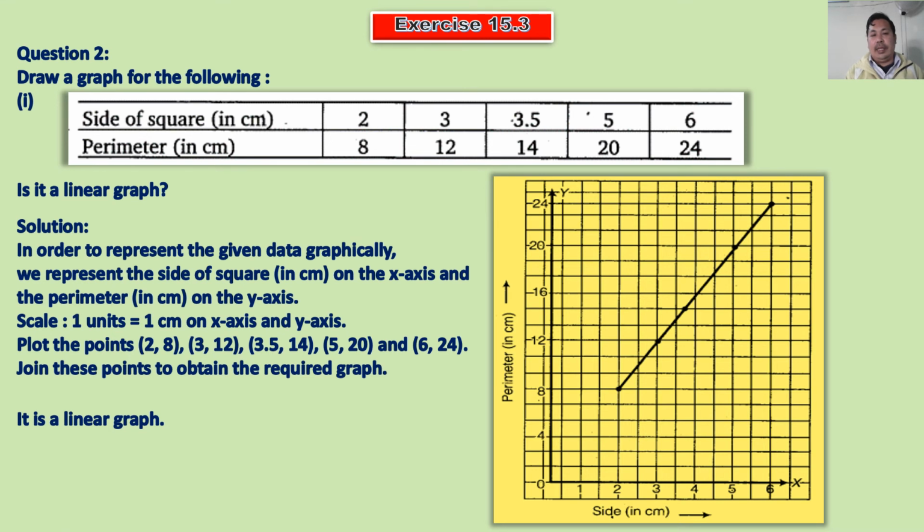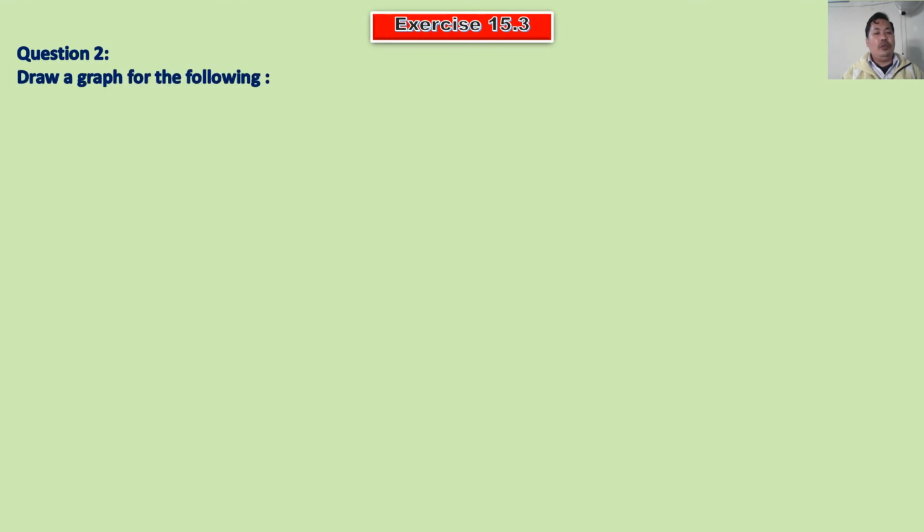Now let us see the next question. So we go to the next question, question number 2, Roman number 2. So what is the tabulation given here?